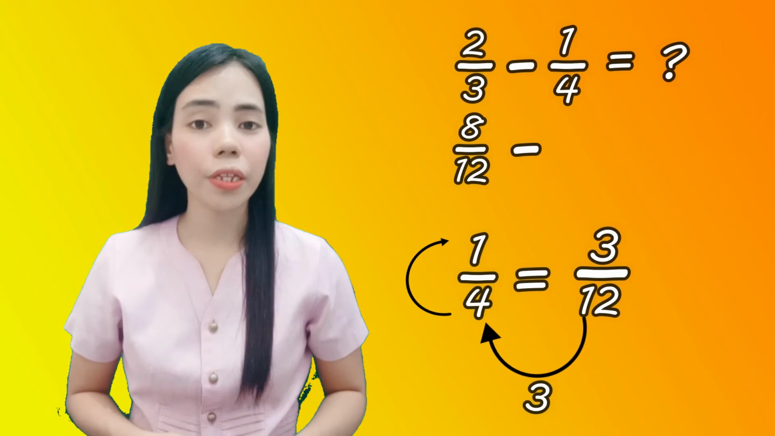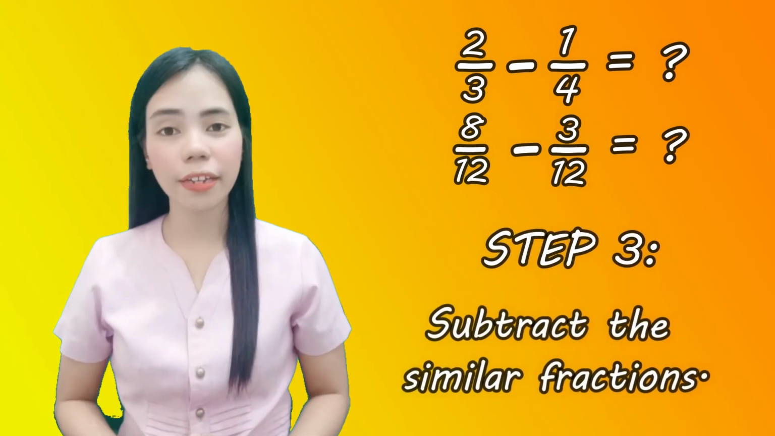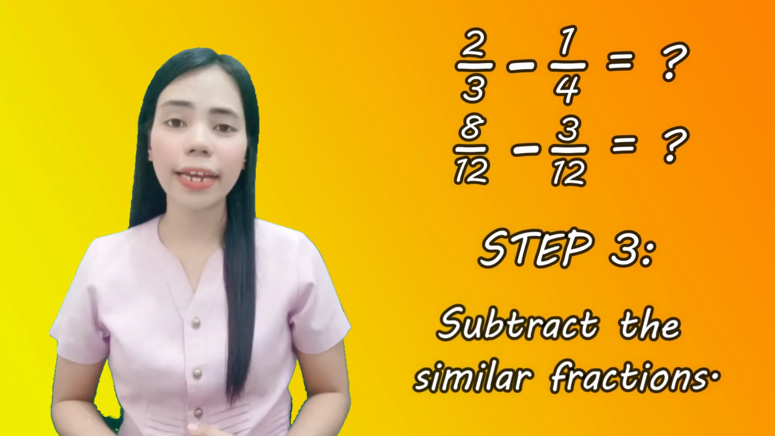3 will be the numerator and 12 as the denominator, and we have 3/12. Step 3, subtract the new numerators and write the LCD as the denominator. So, 8 minus 3 is equal to 5. We will put 5 over the denominator of 12. Thus, 2/3 minus 1/4 is equal to 5/12.